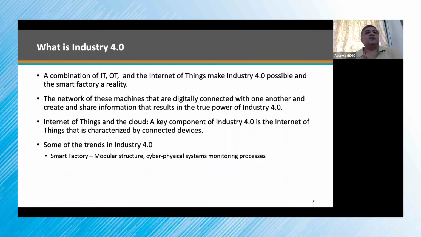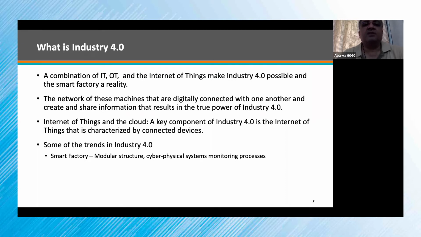So what is Industry 4.0? As I showed you in the diagram, it is a combination of IT, OT, and Internet of Things. Basically, you can say it's a smart factory where everything is handled with sensors, embedded systems, and all that. So that's how Industry 4.0 works.